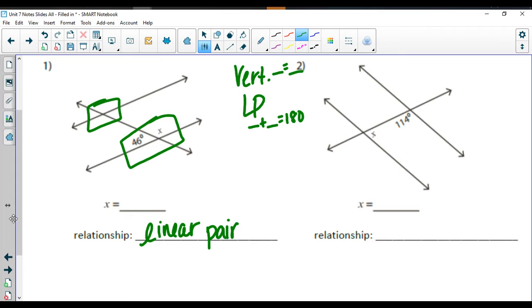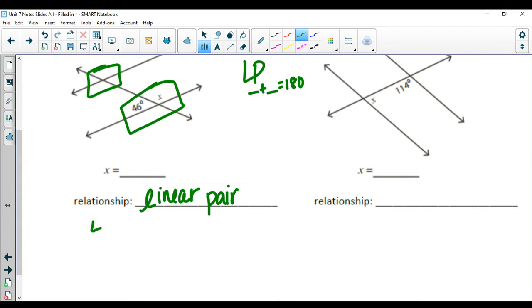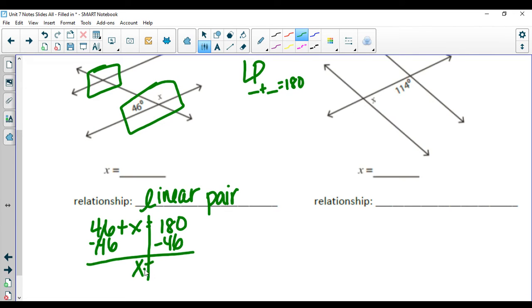Because this is a linear pair, I have to add the two together. So I'm going to have 46 plus x is equal to 180. Yes, you do need to write the equation here, and we're going to go ahead and do that. So we're going to subtract the 46 because our equations today are going to get a little bit more complicated. And 180 minus 46 is going to give you 134 degrees. So x is equal to 134 degrees.